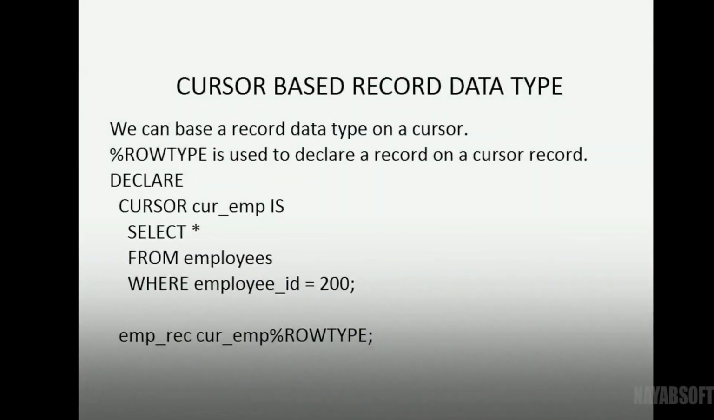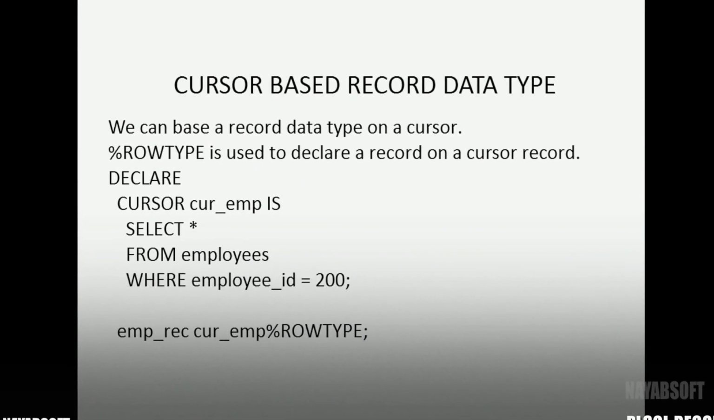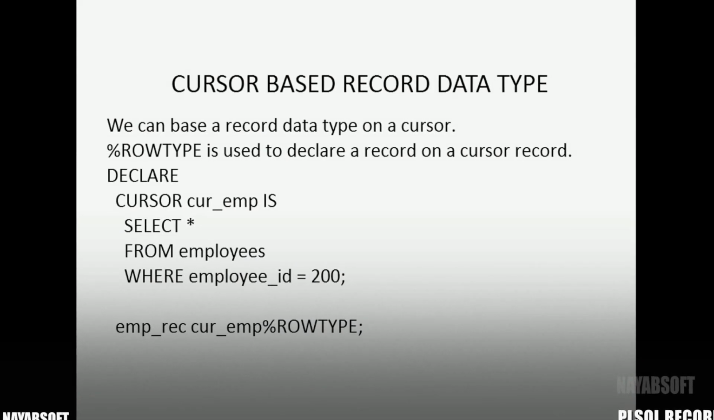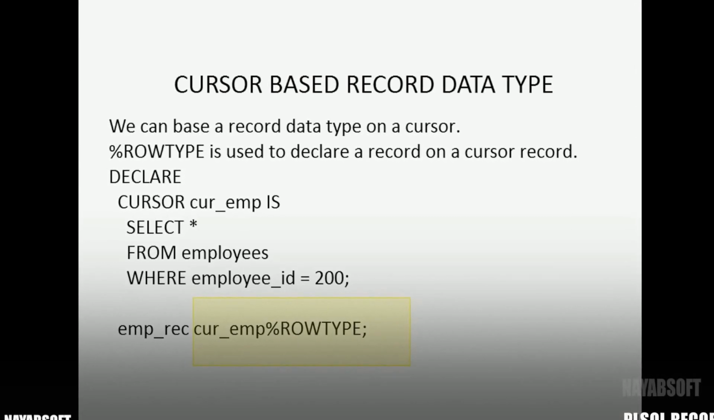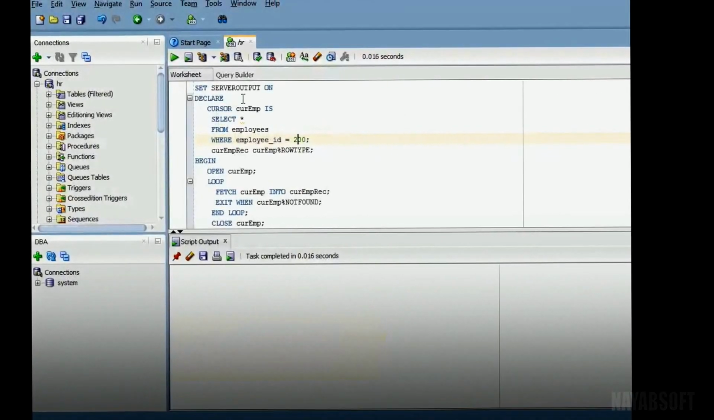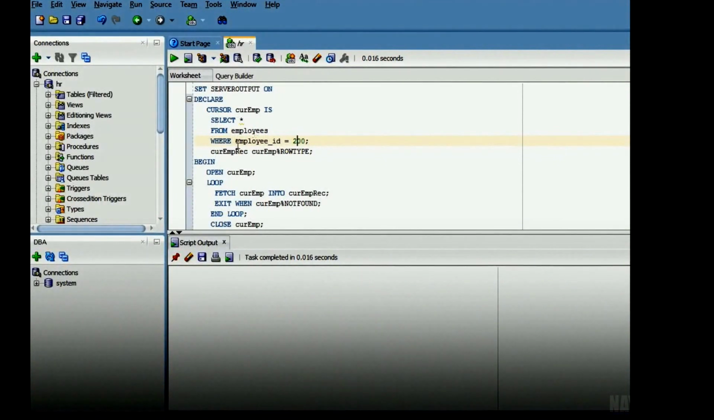We can also base our record types on a cursor instead of a table. After defining a cursor, we just put the cursor name instead of the table name before the %ROWTYPE keyword. Here we are defining a cursor in the declaration part, and on the basis of this cursor, we are declaring a record variable.